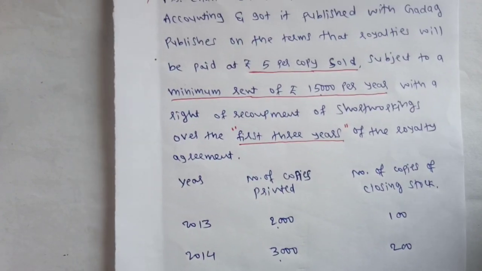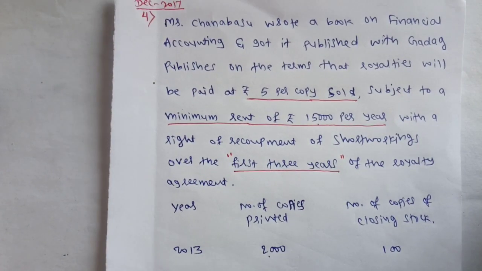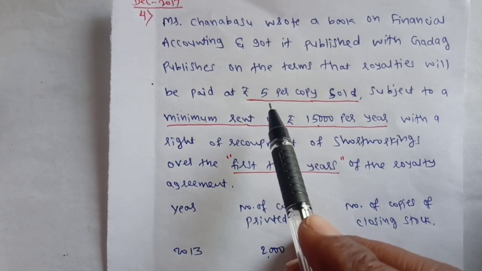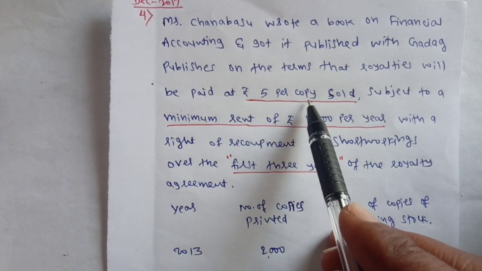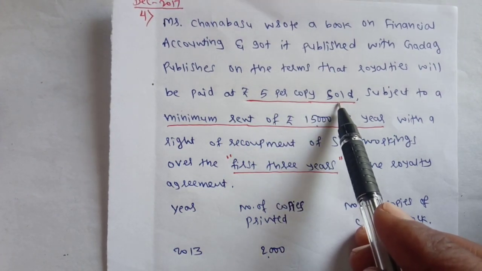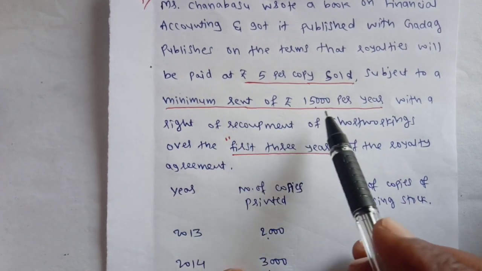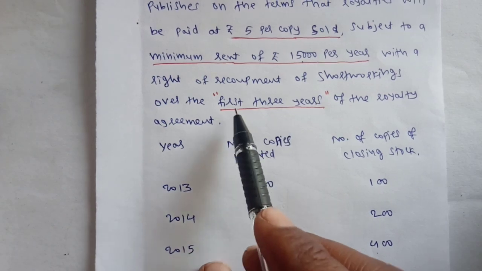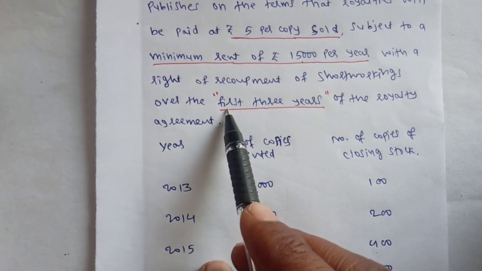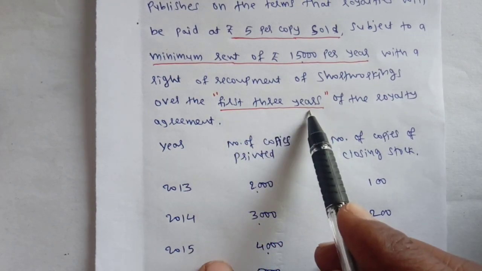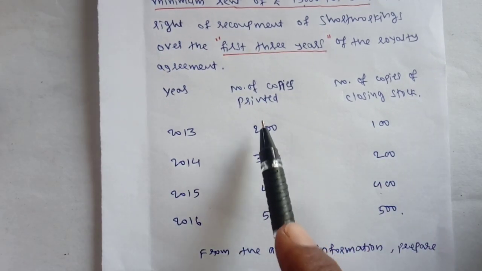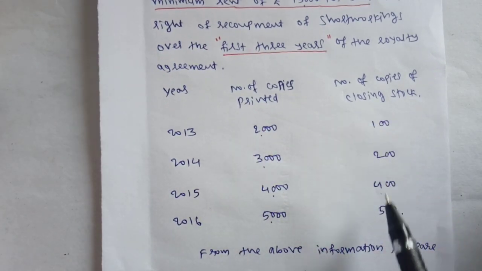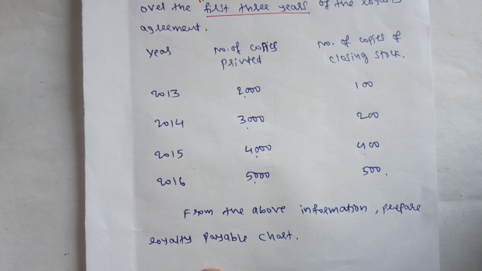Okay, now the brief analysis of this problem is, see here, royalty is fixed rupees 5 per copy sold. Okay, and minimum rent is fixed 15,000 per year. Recoupment of short working is available only for first 3 years, and here number of copies printed and closing stock is given. Okay, so the problem is very simple one, but it is different from previous problems.